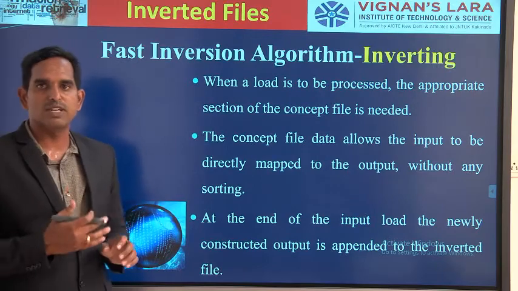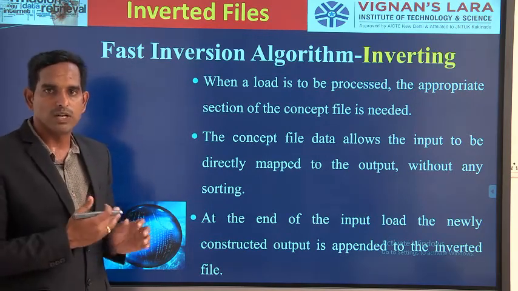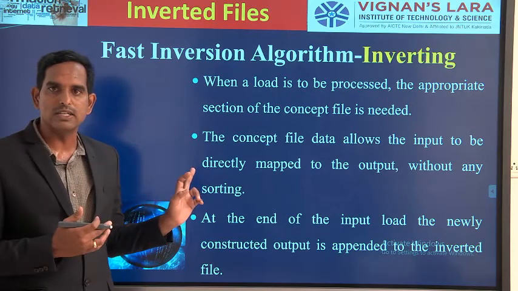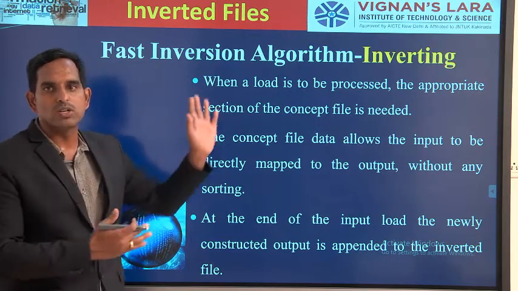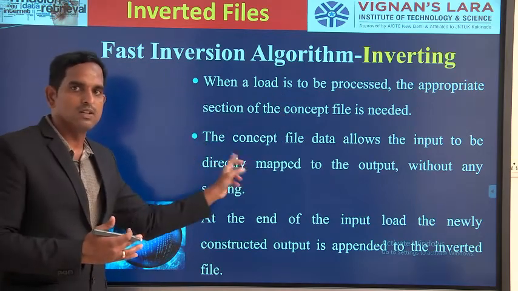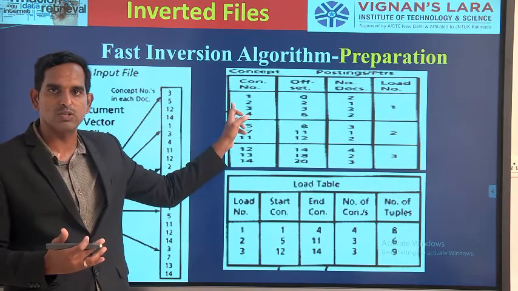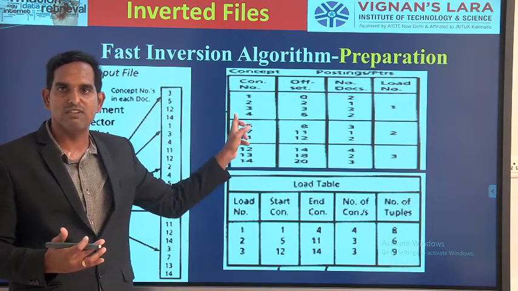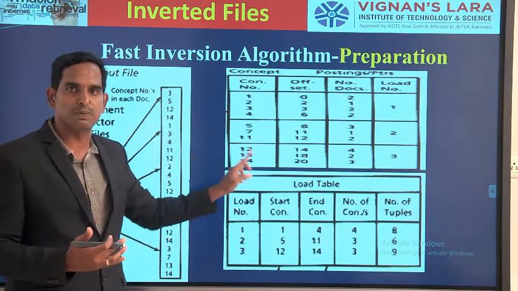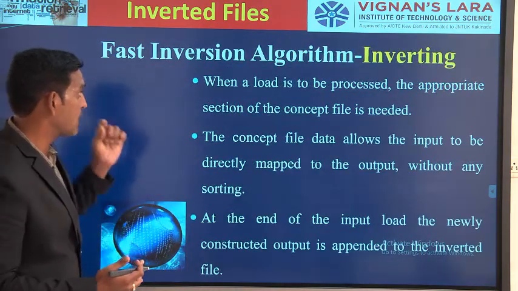And the third step is, you have to take the memory loads you have created, and use those memory loads to invert the file, using the content posting file from the first step. That content posting file will be used along with the splits to create your inversion file. So what you have to do as part of inversion?